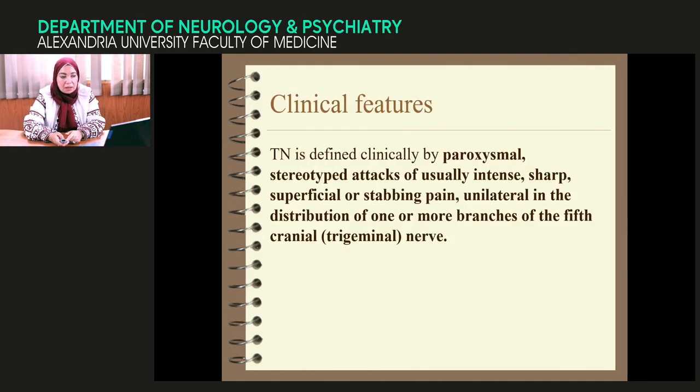Clinical features. Trigeminal neuralgia is defined clinically by paroxysmal stereotyped attacks of usually very intense, sharp, superficial or stabbing pain, unilateral in the distribution of one or more branches of the fifth cranial nerve. As we said, ophthalmic, maxillary or mandibular. It may be restricted to ophthalmic only, maxillary only, mandibular only, or more than one branch, like that. And the pain is of that distribution.